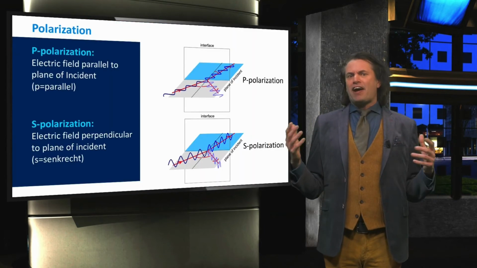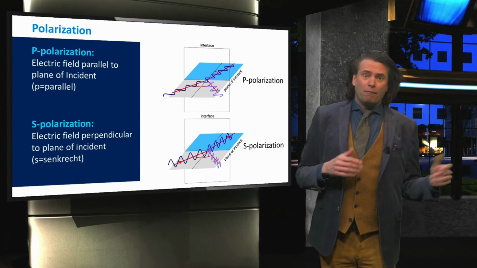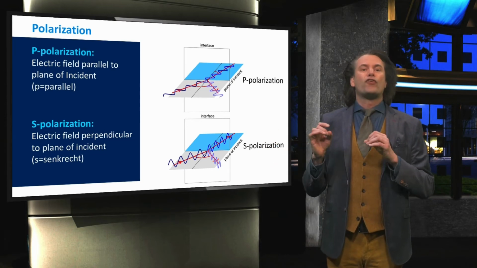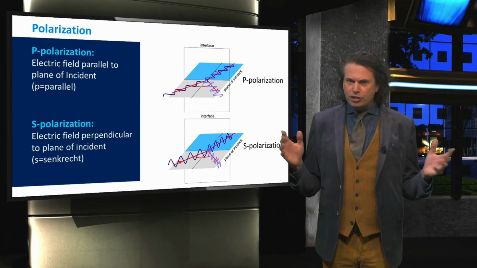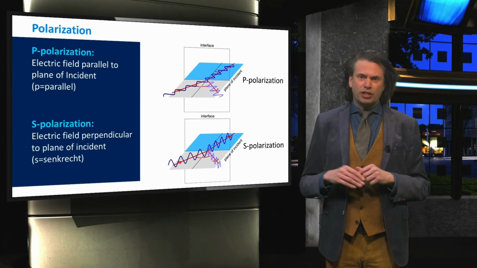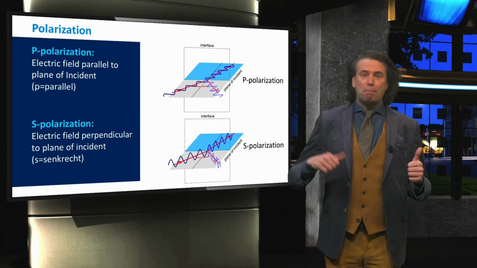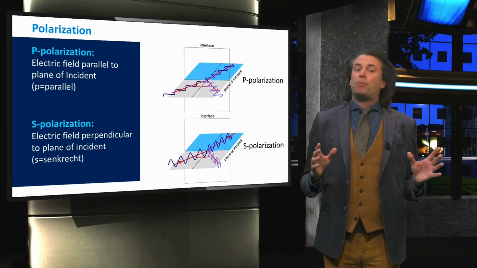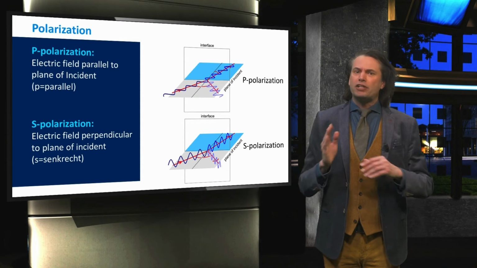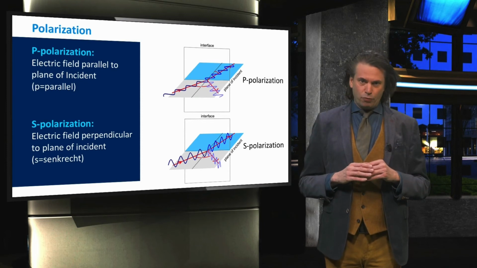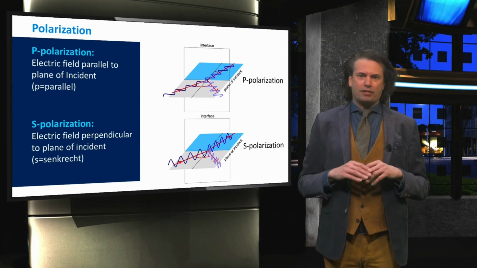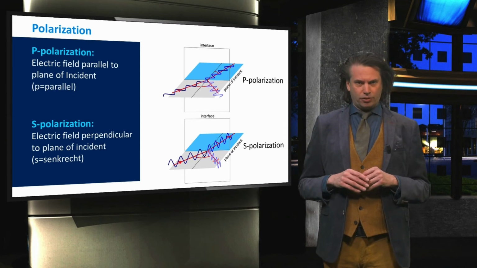Where the angles of refraction are described by Snell's law, the reflected and transmitted intensity are described by the Fresnel equations. These equations distinguish between S and P polarized light. S polarized light has a perpendicular electric field with respect to the incident plane, whereas P polarized light has a parallel electric field with respect to the plane of incidence.